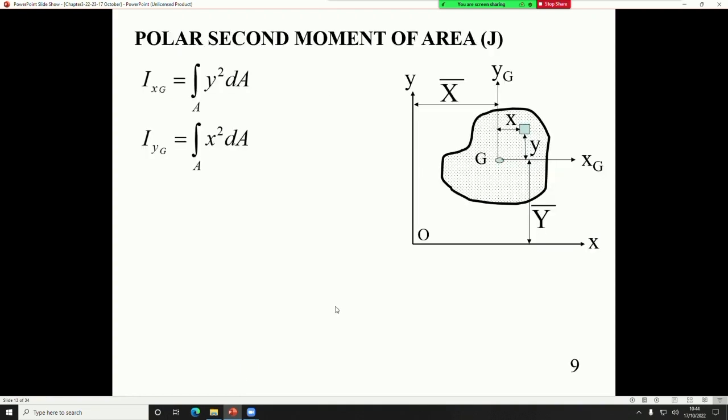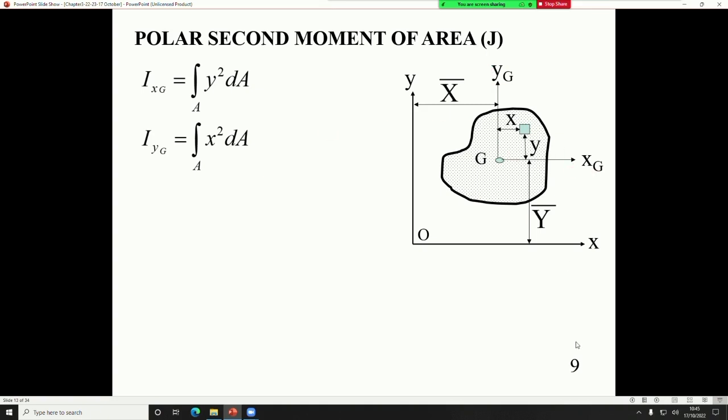Now we move on to slide number 9. Just to give you a definition of polar second moment of area, and in the second hour we mostly focus on thin-walled sections. So this is a section, irregular, that is its center of gravity, central axis, global axis. The coordinates of the centroid with respect to the global axis are x bar and y bar. And I've selected one element on the section. And this is the definition of the second moment of area of the section with respect to its central axis.